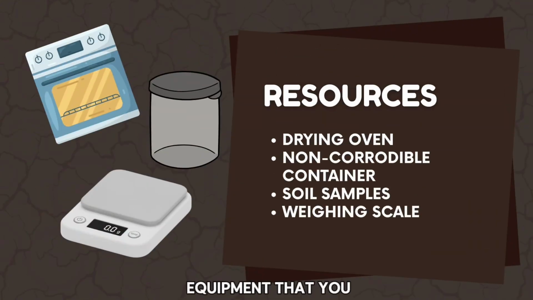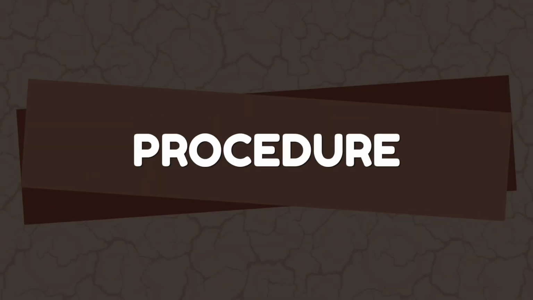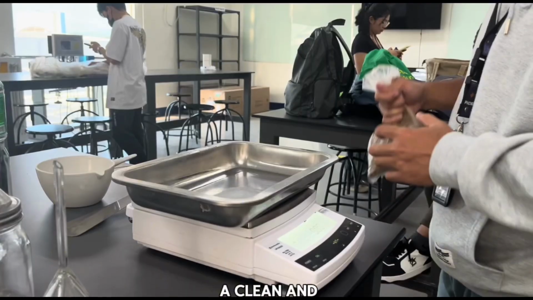These are the equipment that you will be needing: non-corrodible container, drying oven, weighing scale, and soil samples. Here are the steps for this experiment. First, prepare a clean and dry moisture container. Using a balance, weigh the empty container and record its mass as W1. Before measuring, make sure that the balance is properly tared to ensure accurate readings.